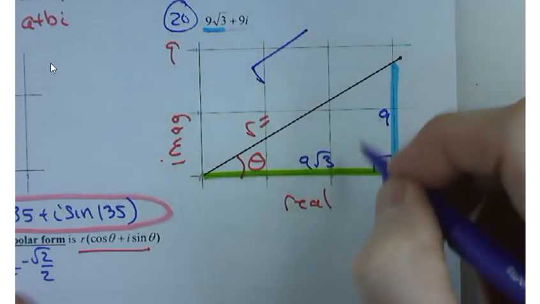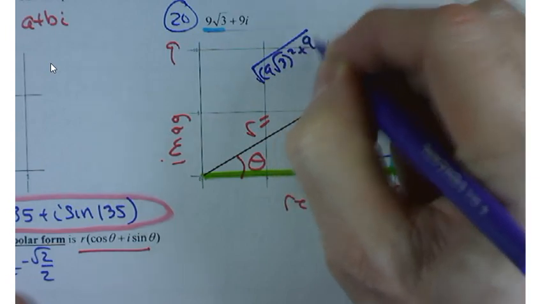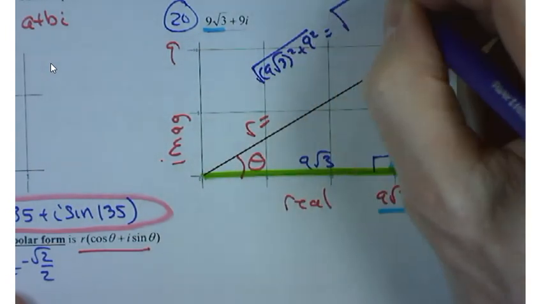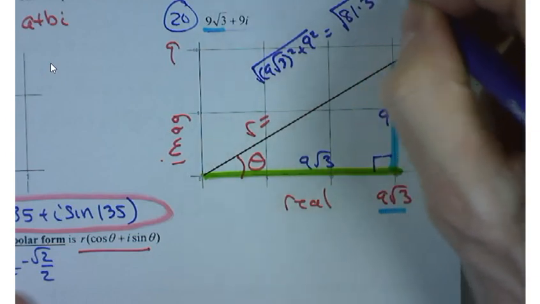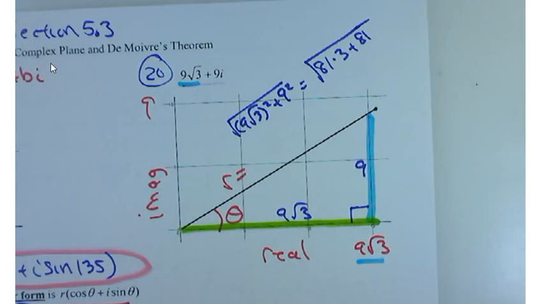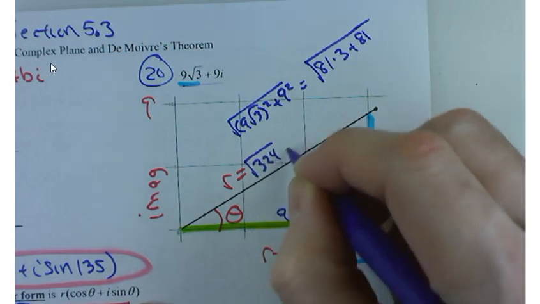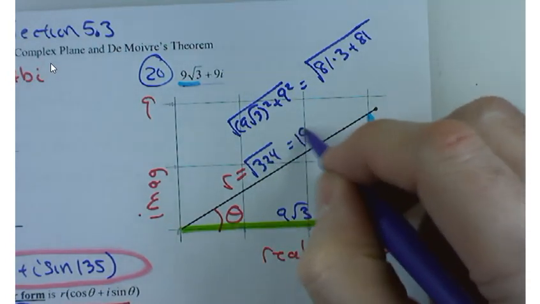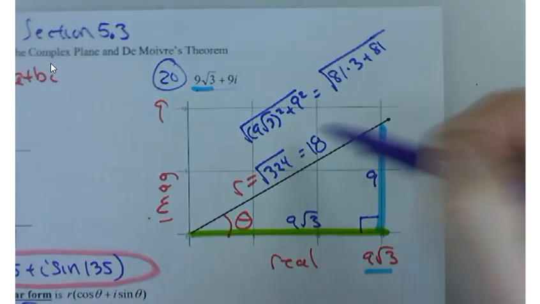Square root of 9 square roots of 3 squared plus 9 squared gives me 81 times 3 plus 81. That's going to be the square root of 324. The square root of 324 is 18. So, hey, looking good there. We've got all three sides.